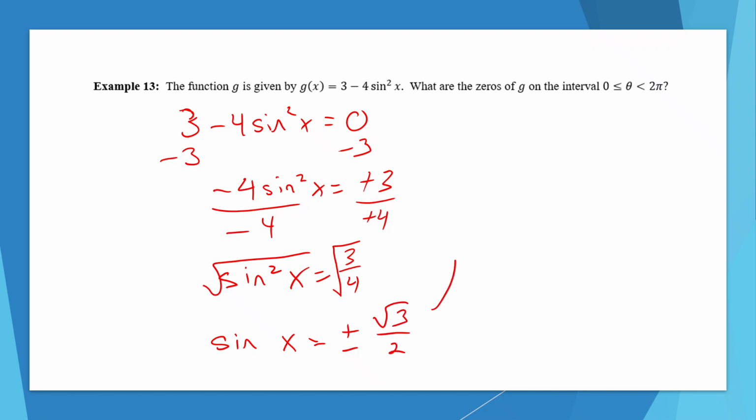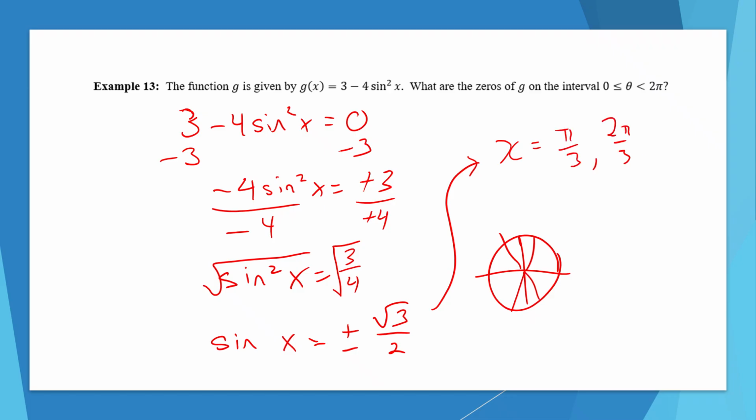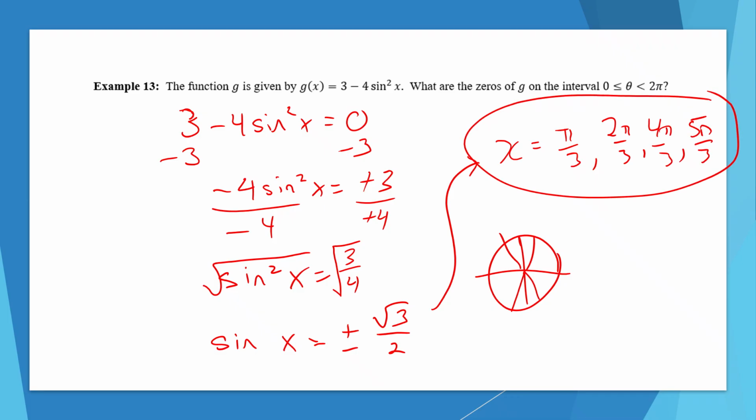And then where is that? That is going to be very similar to the problem we just solved. So it should be a 60-degree reference angle. So x equals pi over 3, 2 pi over 3, 4 pi over 3, 5 pi over 3. And that should be our answer for 13 there.